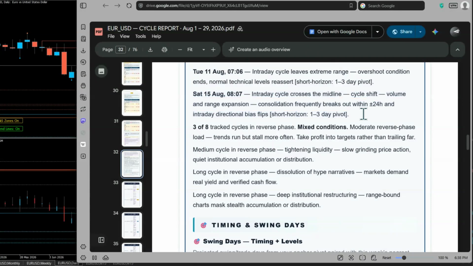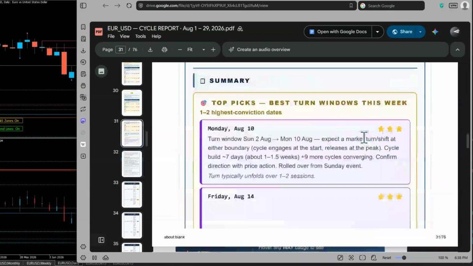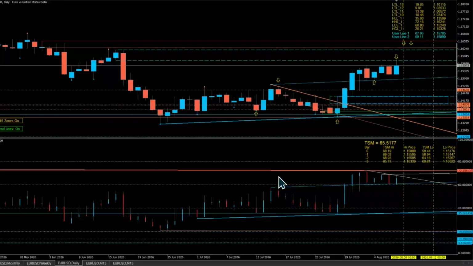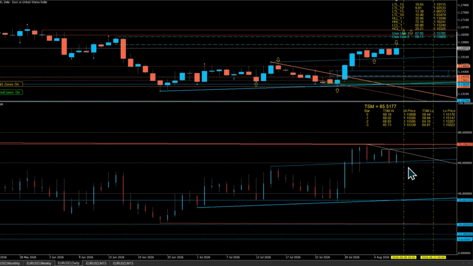All right, so that's the plan, and that's all. So you read that on the week, on Sunday. You do your technical analysis as you see fit. If you're using my indicators, make sure you got your TSM lines. Look, I've got them drawn even from last week.